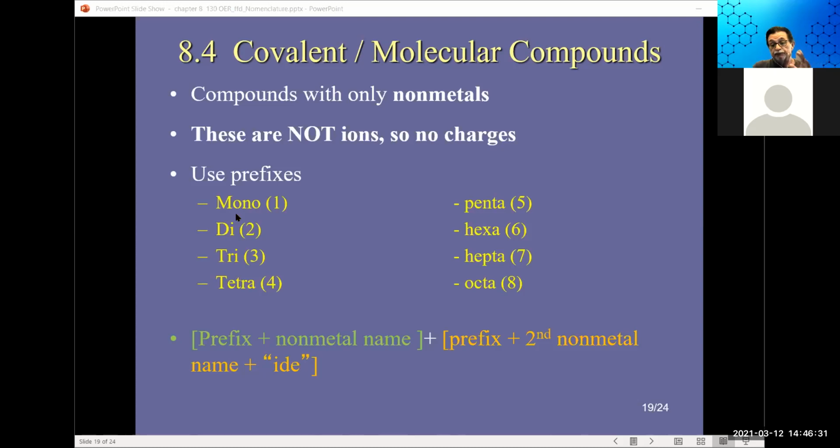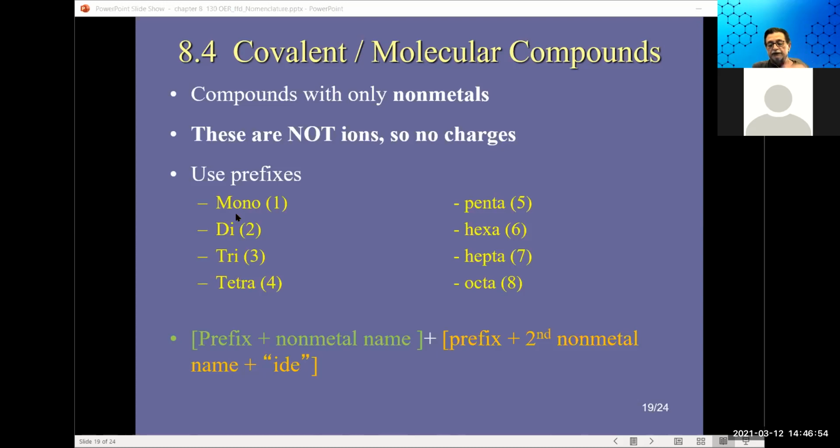If it's an element after the central atom by itself, then we add the prefix mono. Hence, carbon monoxide, right? Oxygen is an atom all by itself after the central atom, so we have to use the prefix mono. Okay, some more examples in a second.